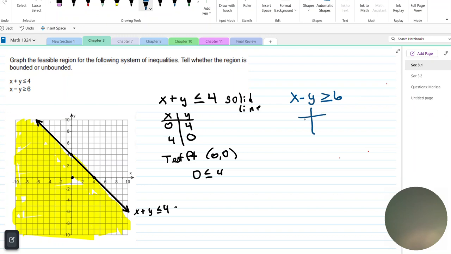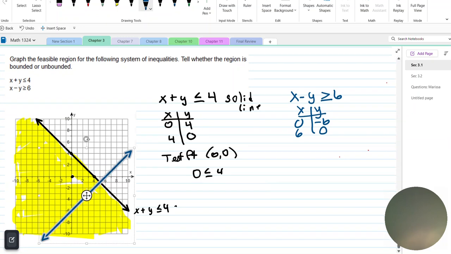So in our t-chart, x and y, if x is 0, y is negative 6. If y is 0, then x is 6. All right. So here we're using the blue. 0, negative 6 down here. And 6, 0 there. All right. So I'm going to draw my line. All right. Pretty good. Now that's my x minus y greater than or equal to 6.